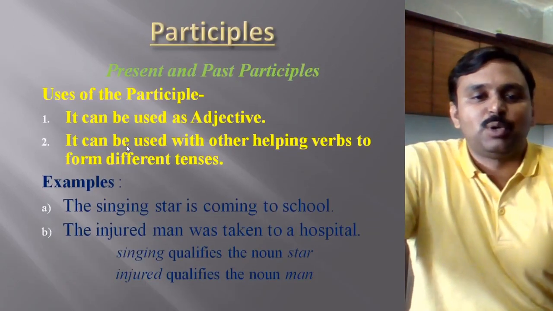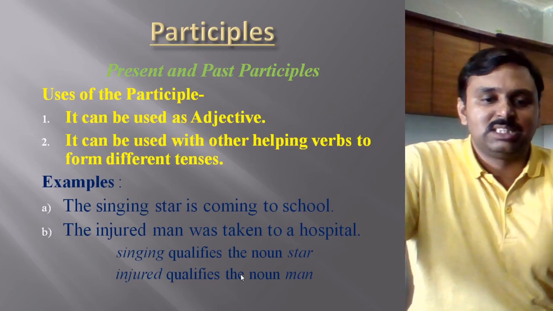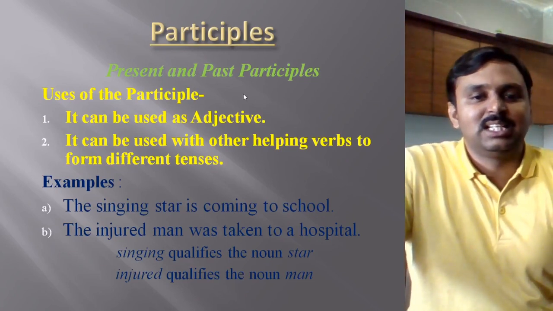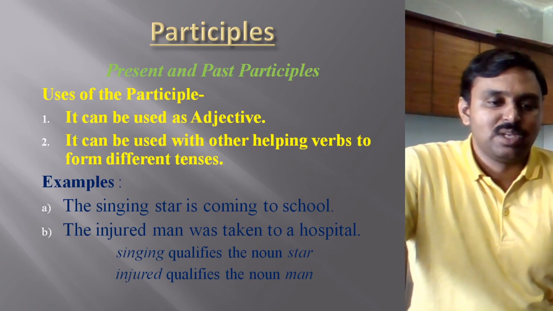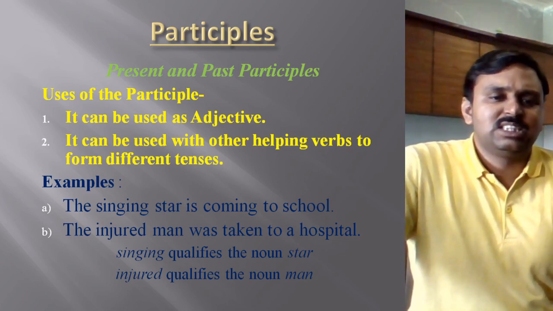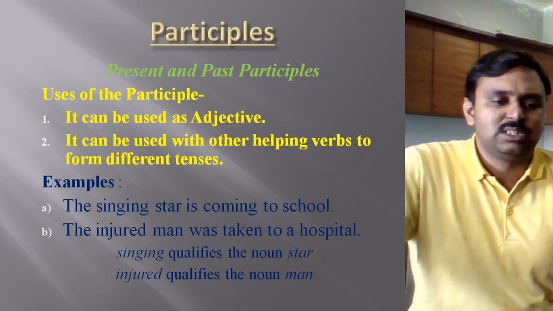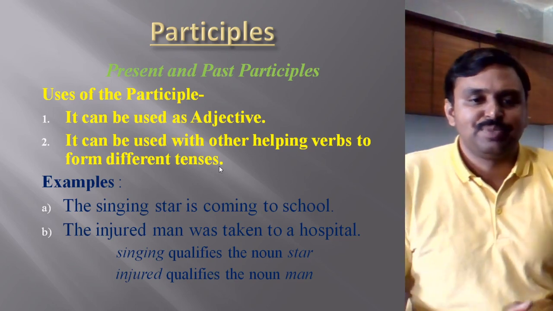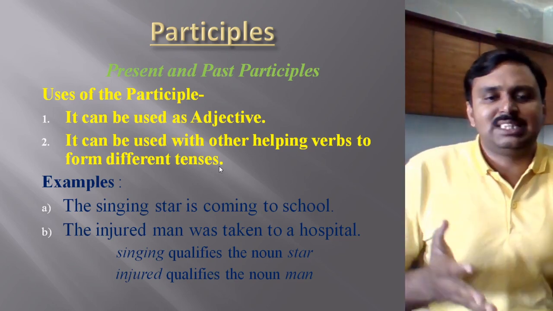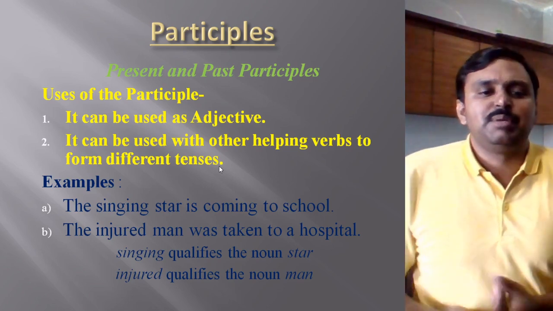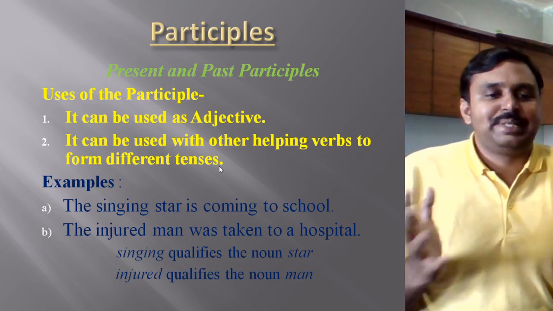Now let's see the next point about participles. Just now I told you that there are 2 types of participle. One is present and another is past participle. Now before we discuss the participles, let us discuss the uses of participles. Actually they are used in 2 ways. The first one, it can be used as an adjective, or it can be used with other helping verbs to form different kinds of tenses.